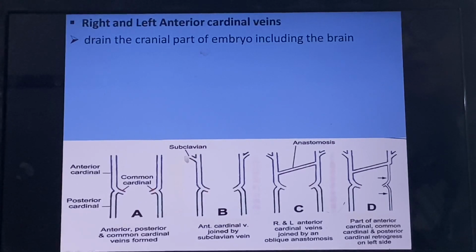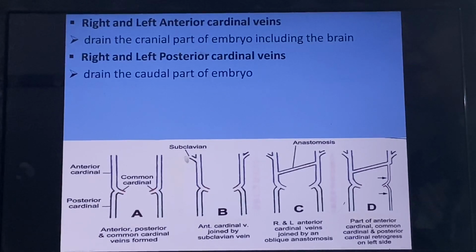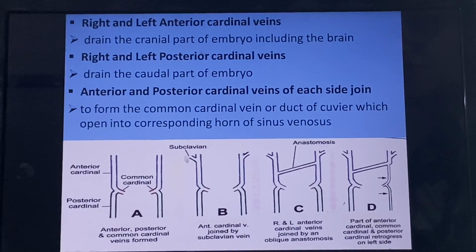Now right and left anterior cardinal veins drain the cranial part of embryo including the brain. Right and left posterior cardinal veins drain the caudal part of the embryo. Anterior and posterior cardinal veins of each side join to form the common cardinal vein or duct of Cuvier, which opens into the corresponding horn of sinus venosus.